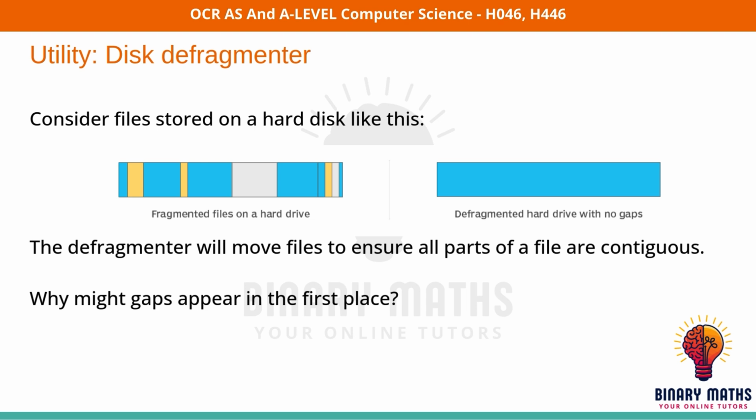Consider files stored on a disk drive. The disk defragmenter will move files to ensure all parts of a file are contiguous. Gaps or fragmented spaces can appear on a hard drive for several reasons. When files are deleted, the space they occupied becomes available. New files may not fit perfectly into these spaces, leading to fragmentation.